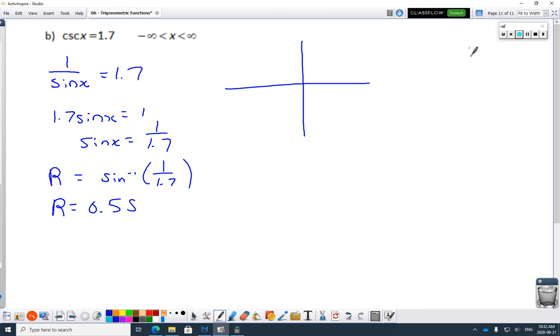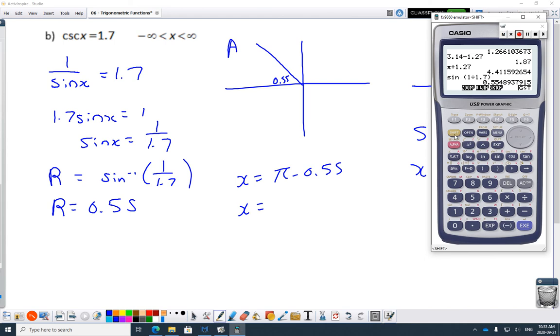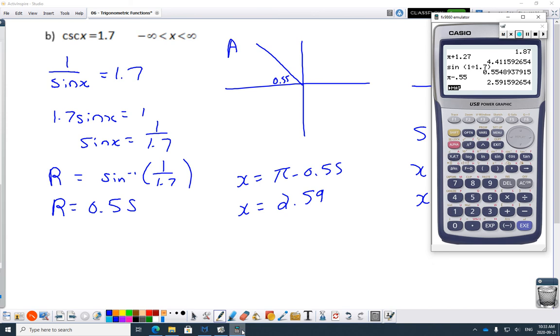Need my two pictures for where sine is positive. It's in this quadrant here and this quadrant here. Me personally, I don't write the whole CAST rule on every single time. I just write the parts I need. You can if you want. So I got my related acute angle 0.55. It's there and it's there. And I get my two answers, pi minus 0.55 and pi plus 0.55. Pi minus 0.55, 2.59, and pi plus 0.55 equals 3.69, yeah, okay, I got that.